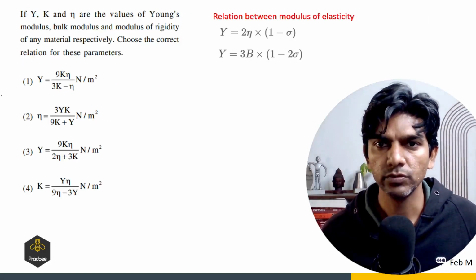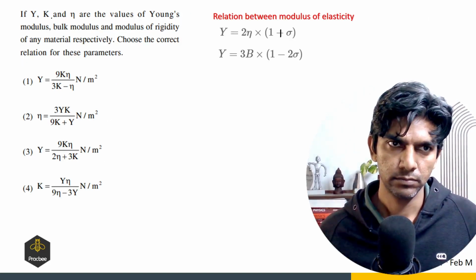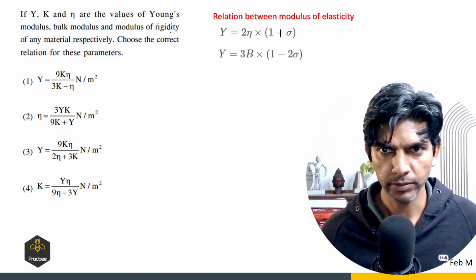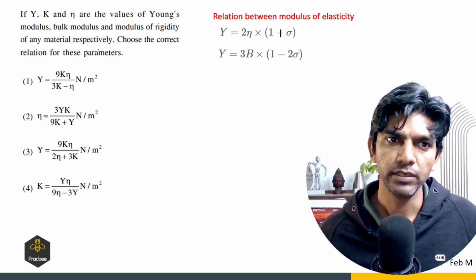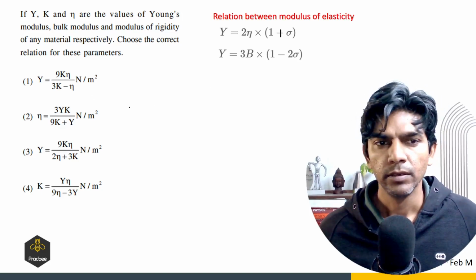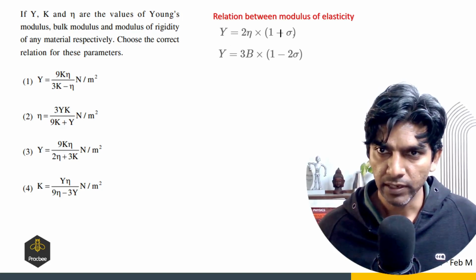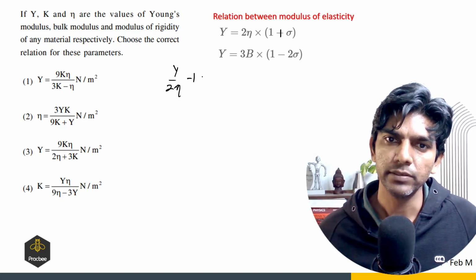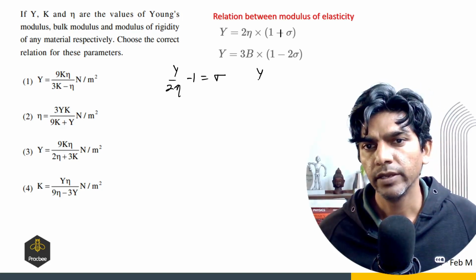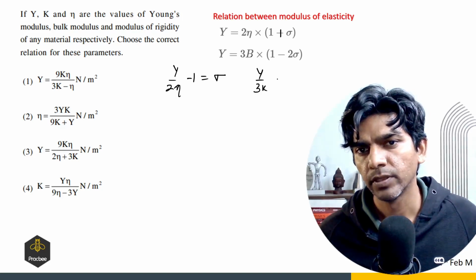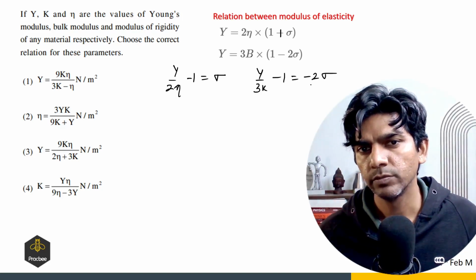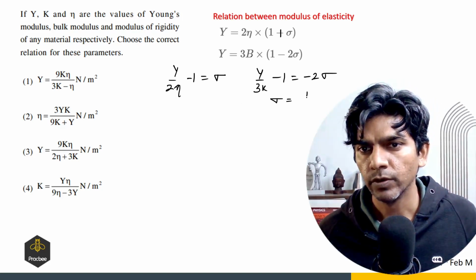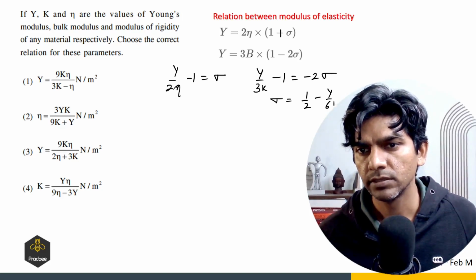Now let us see another question based on the same concept. Again, it is plus. If y, k and eta are the values of Young's modulus, bulk modulus and the modulus of rigidity of any material, choose the correct relation. So we have to find the relation, right? So basically we have to eliminate sigma. So let us eliminate. So we can say y by 2 eta minus 1 will be sigma, and y by 3k, I'm taking b as k, minus 1 will be minus 2 sigma. Or we can say sigma can be written as 1 by 2 minus y by 6k.